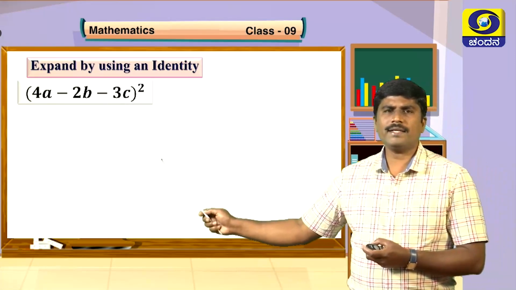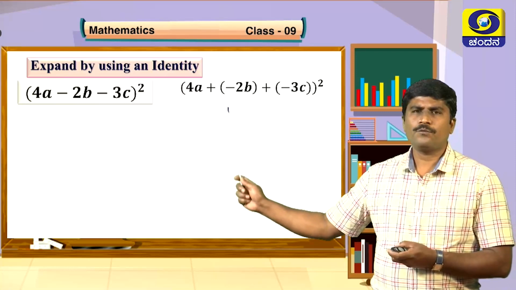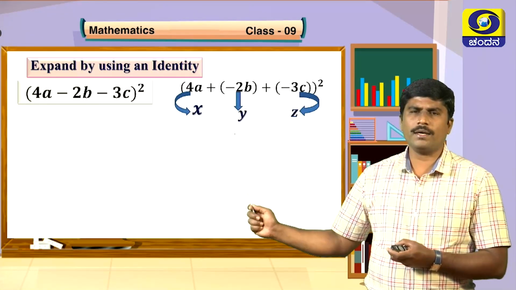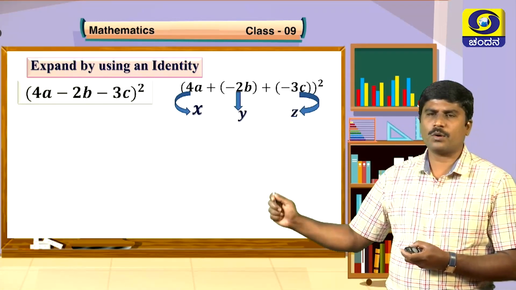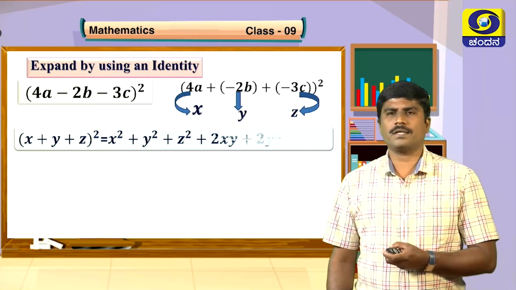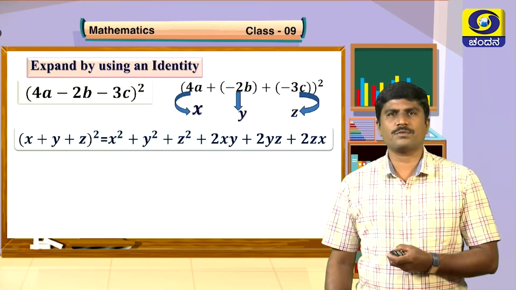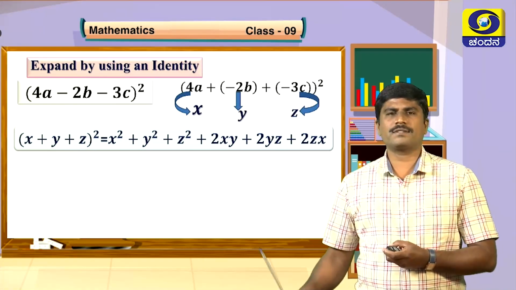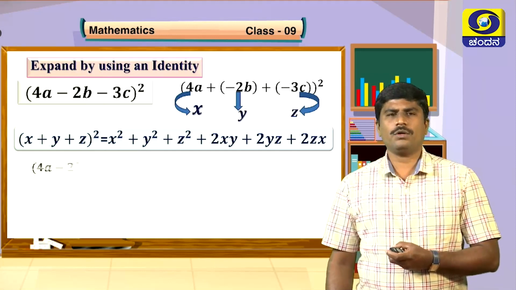4a minus 2b minus 3c whole square. Here 4a becomes x, minus 2b becomes y, and minus 3c becomes z, so it is the x plus y plus z whole square formula. Now you know this formula: x plus y plus z whole square is equal to x square plus y square plus z square plus 2xy plus 2yz plus 2zx. Now we are substituting the values of x, y and z.